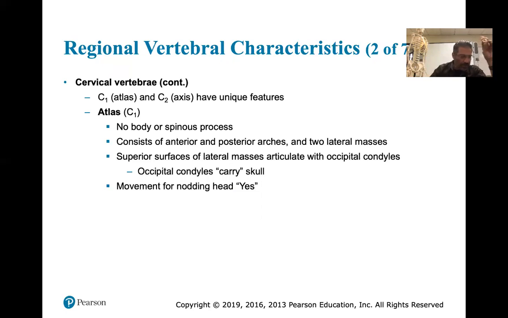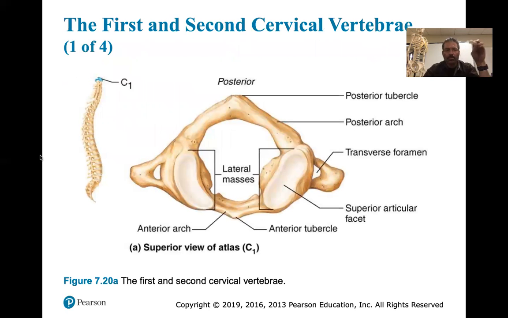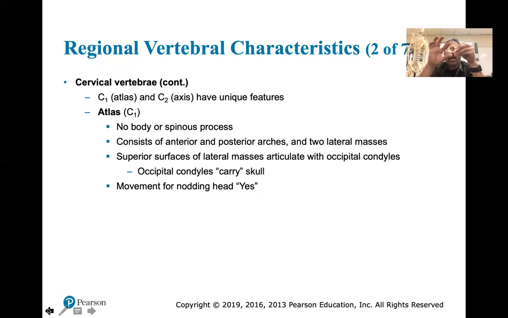Right. And then I said, C2 literally, C1 sits on top of C2. Right. The axis, there's no body or spinous process on this one. It contains anterior and posterior arches. Right. Two lateral masses here. Superior surface of lateral masses articulate with the occipital condyle. This is where that part of the brain sits on here.